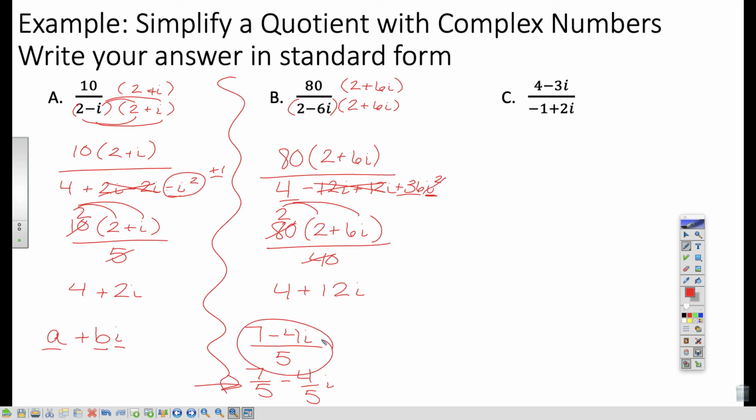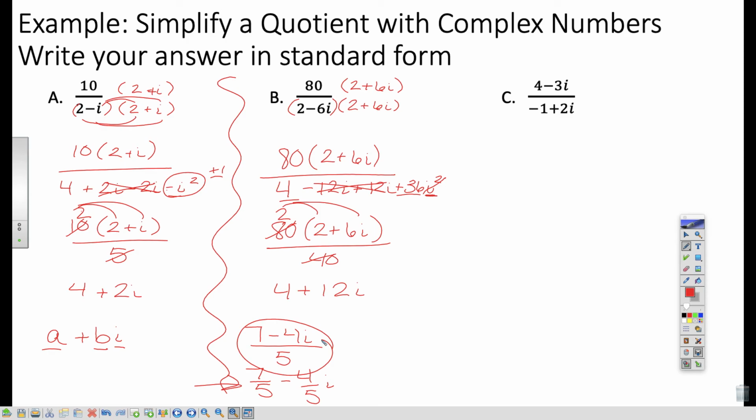But isn't an improper fraction like 7 over 5 not a real number? 7 over 5 is a real number. It's a rational number. It's not a whole number, but it's a real number.